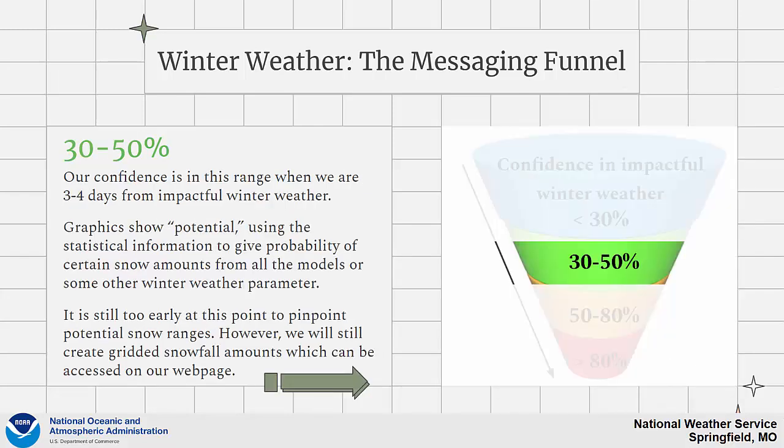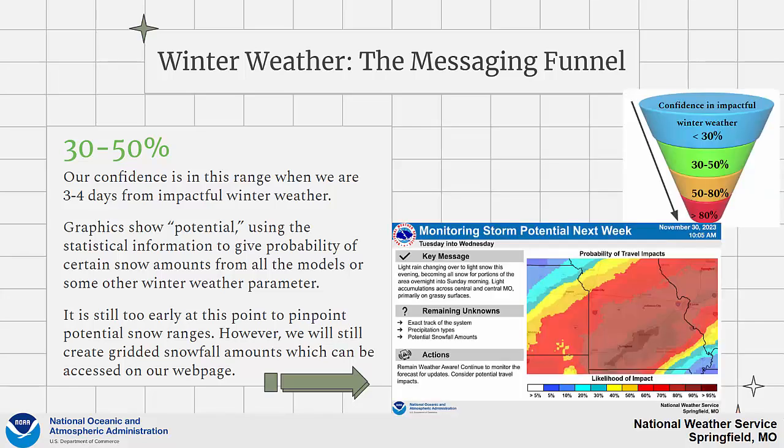Next up is our 30 to 50% portion, and our confidence is in this range when we are 3 to 4 days out. These graphics show potential using the statistical information to give probability of certain snow amounts from all the models or some other winter weather parameter.